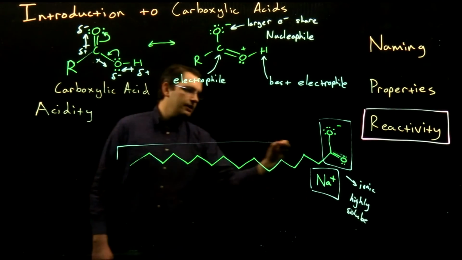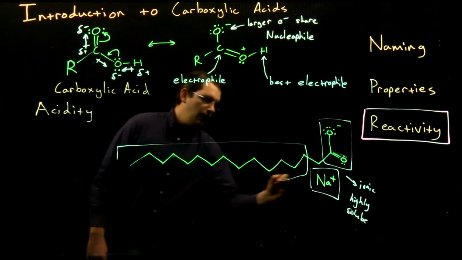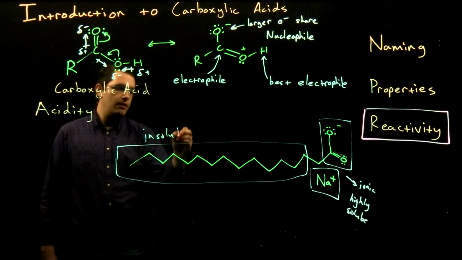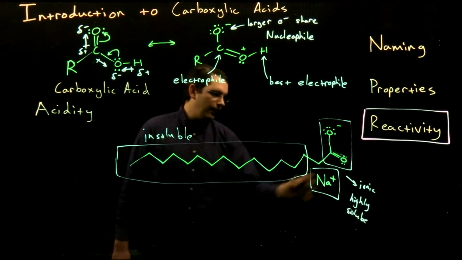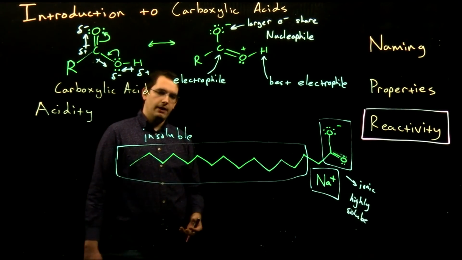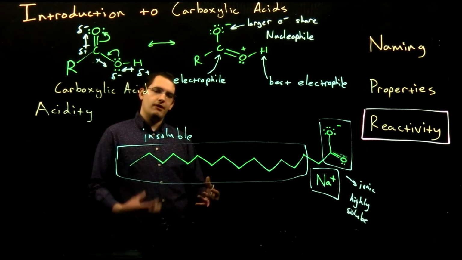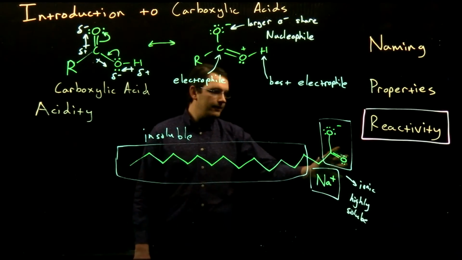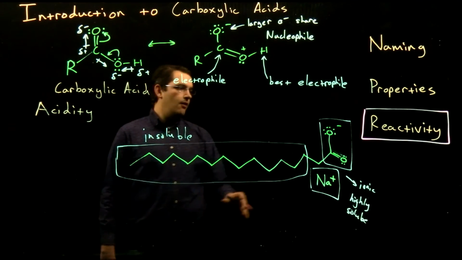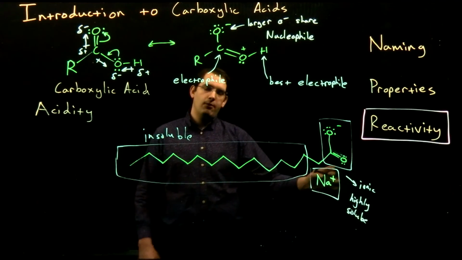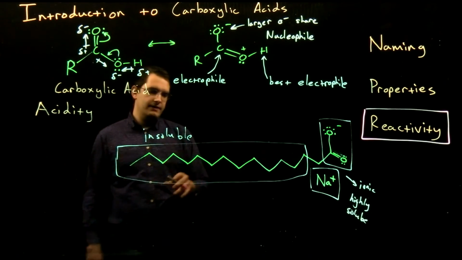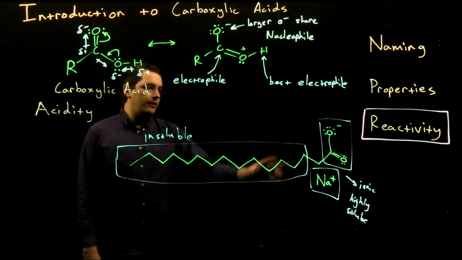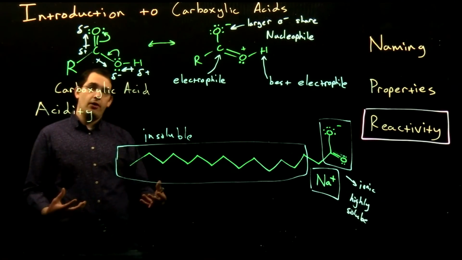So this entire region here is going to be very insoluble or hydrophobic, whereas we have the ionic portion that's highly soluble in water. We refer to this sort of molecule as an amphiphilic molecule, where it has both soluble and insoluble portions, or both hydrophilic portions that love water, and hydrophobic portions that don't like water and don't want to mix with water. These sort of molecules actually act as very good soaps.